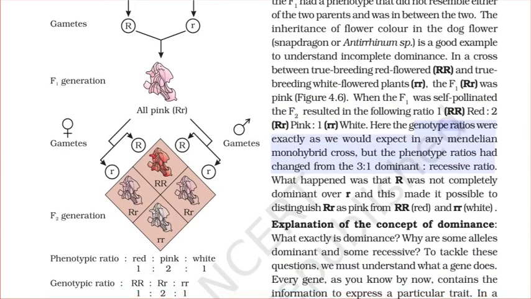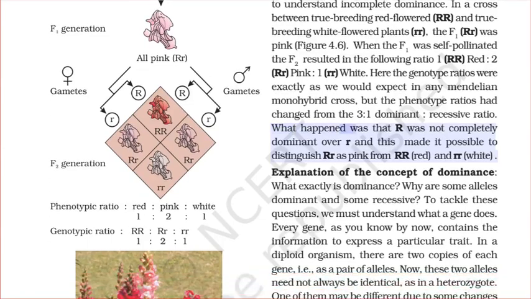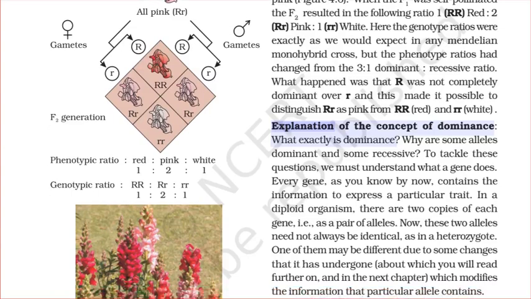Here, the genotype ratios were exactly as we would expect in any Mendelian monohybrid cross, but the phenotype ratios had changed from the 3:1 dominant to recessive ratio. What happened was that capital R was not completely dominant over small r, and this made it possible to distinguish Rr as pink from RR red and small r small r white. Explanation of the concept of dominance.